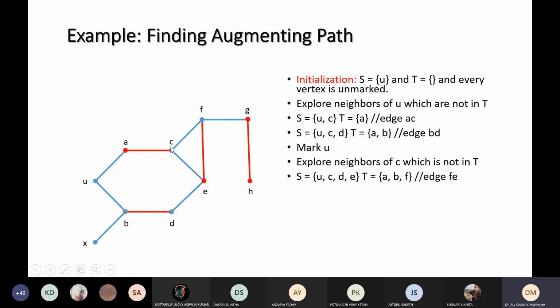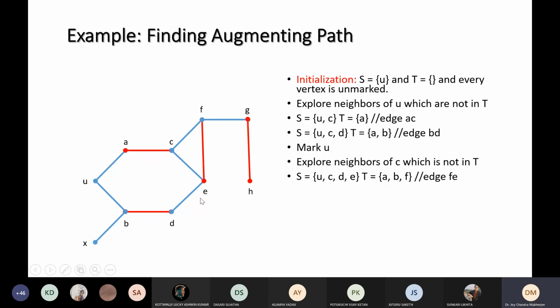Next, I explore the neighbor of C, which is E, but E is already there in S. So I found it. So when I include this E and F, there is an arrow here. So there are three arrows. A to U there is an arrow, B to U there is an arrow, F to C there is an arrow. But C to E when I reach, I see that E is already belonging to S. So there is an odd cycle.